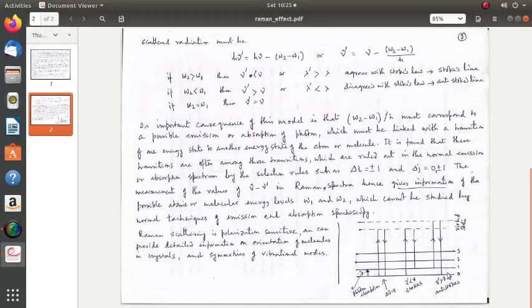Here the energy of the molecule actually reduces. The molecule was in the first excited state, but by absorbing a photon, instead of going to a higher state, it has come down to a lower state because it goes to a virtual state and then comes back. While coming back, it has crossed the first excited state and fallen to the ground state. So that is the anti-Stokes lines, which is a specialty of Raman effect.